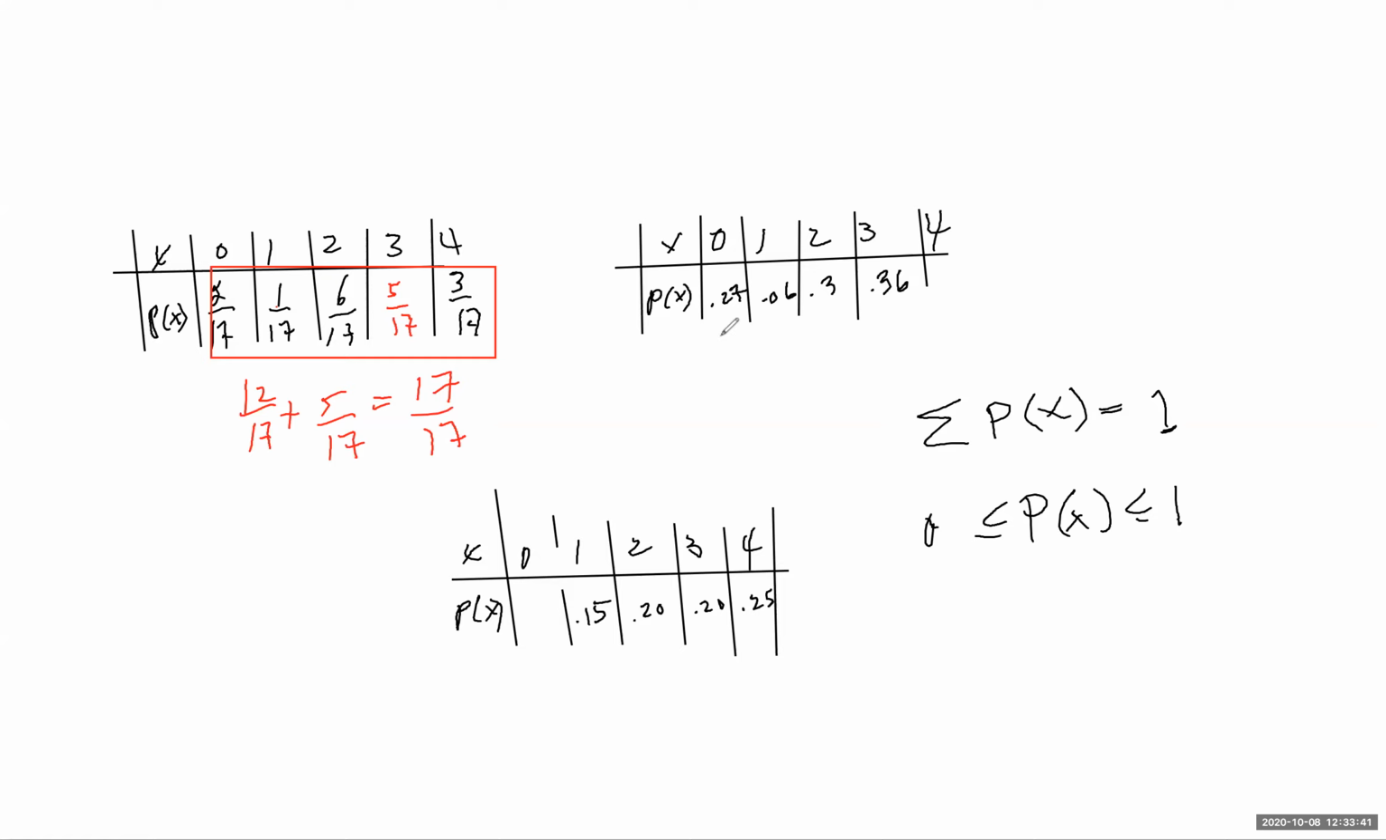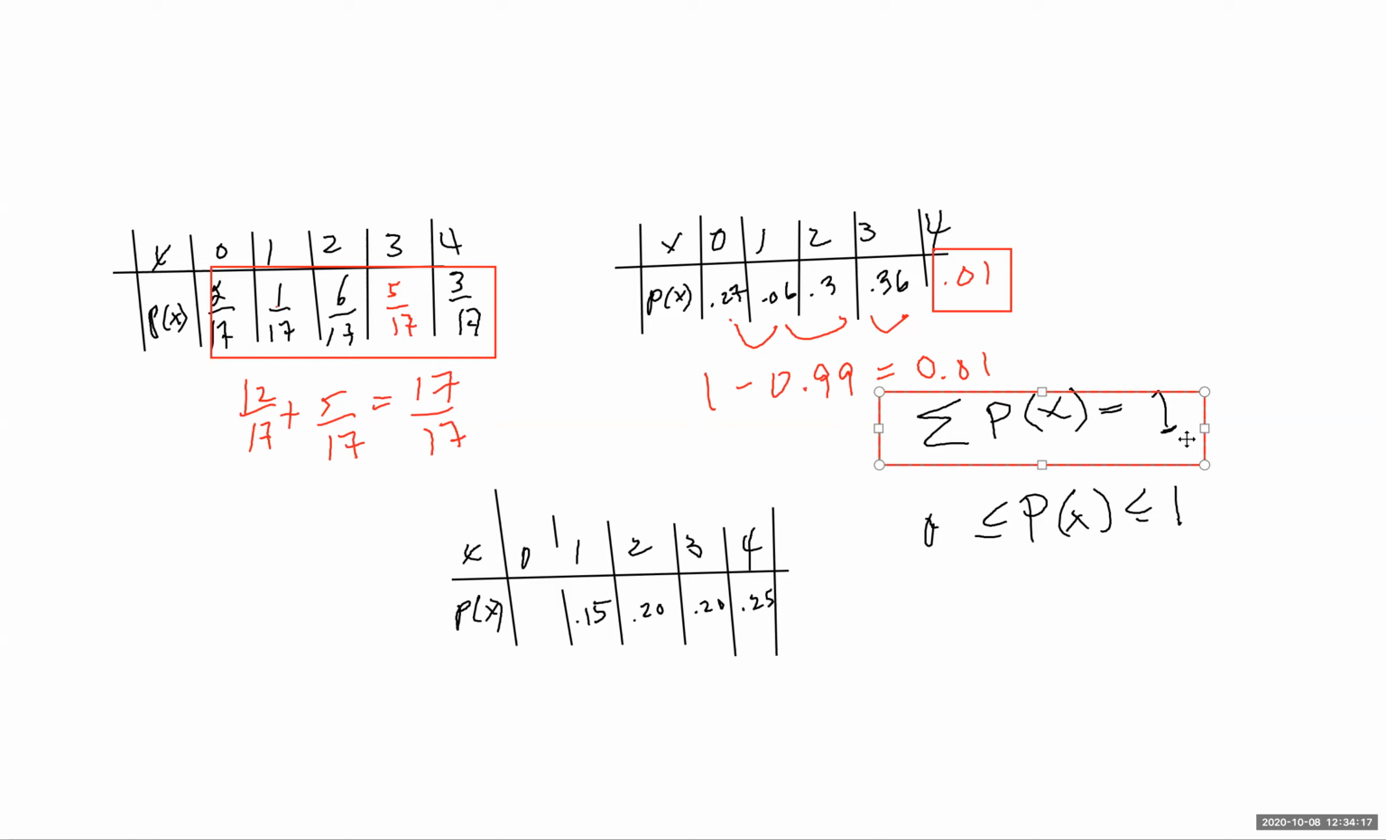Here we have decimals, but this is the same way. Let's see, let's add up what we have. 0.27 and 0.06, that's 0.33, 0.63, 0.99. So I have 0.99 total. I subtract that from 1, and I find out the missing one must then be 0.01. For that second distribution, the missing probability must be 0.1 to satisfy that property.